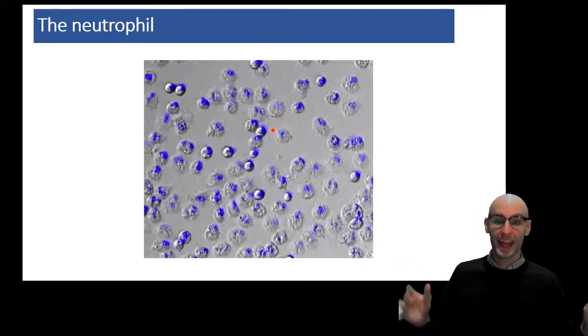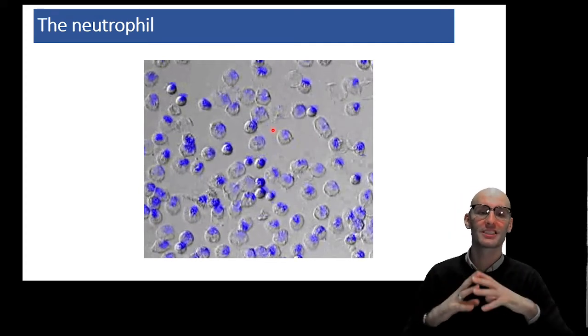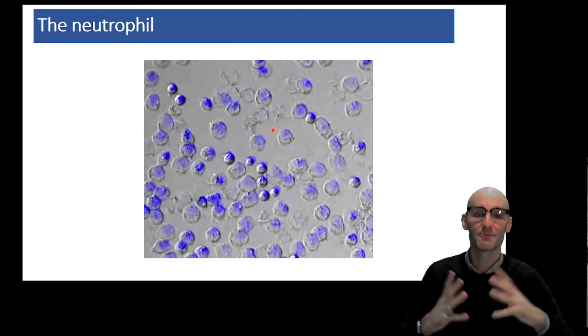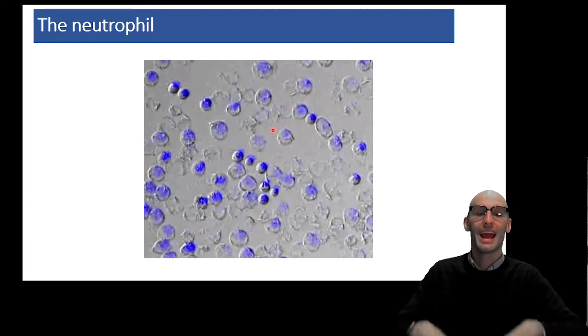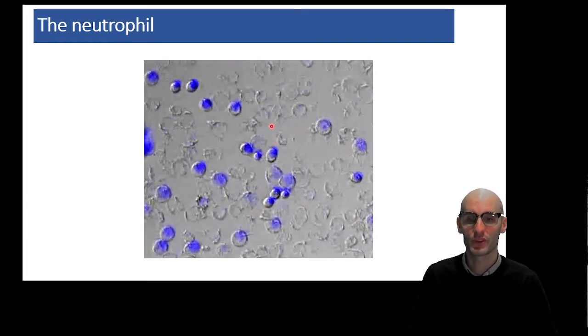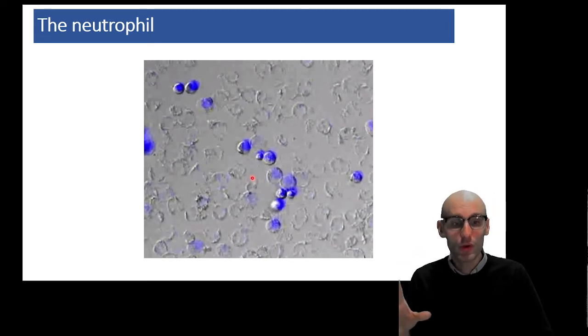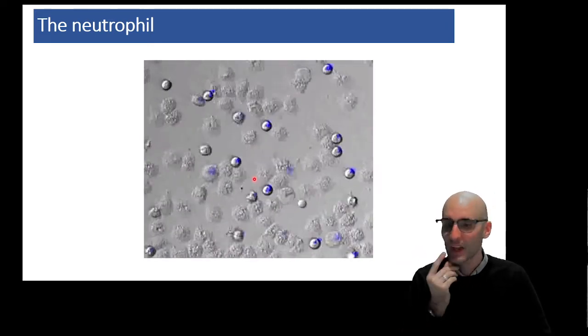Why would it do that? Well, then the neutrophil signals for itself to explode. So the neutrophil then explodes in a process called NETosis, and it's a form of cell death where the neutrophils explode. So if we have a look here, we have neutrophils, and in blue we have stained the DNA. So let's watch what happens.